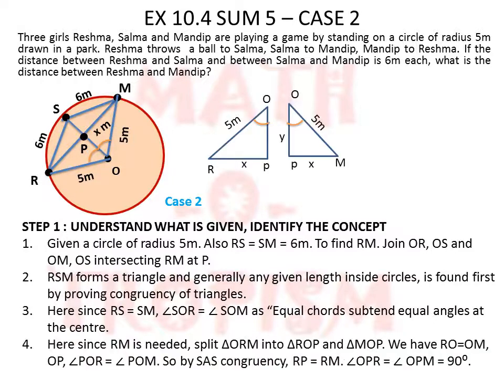We also know that OM and OR are the radius which is equal to 5 meters. OP is common, and we have already proven angle POR is equal to angle POM. So the triangles are congruent. So as a result, RP is going to be equal to PM. Now since RP is equal to PM, we have also already seen that angle OPR will be equal to angle OPM. We can prove this either by writing them as a linear pair, or by the fact that the line joining the center of the circle to the midpoint of the chord is perpendicular to the chord.